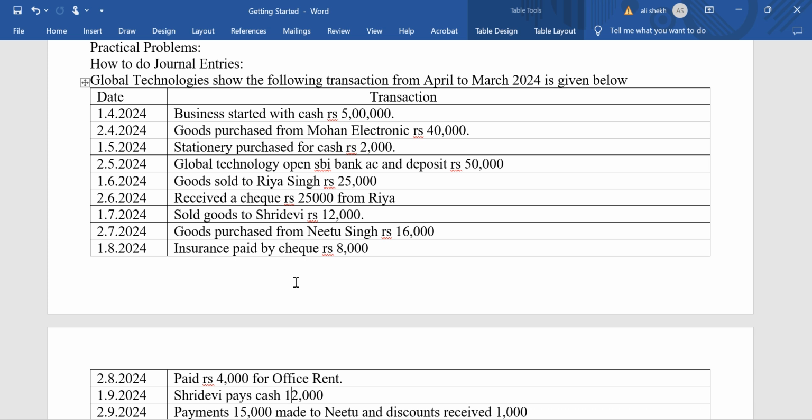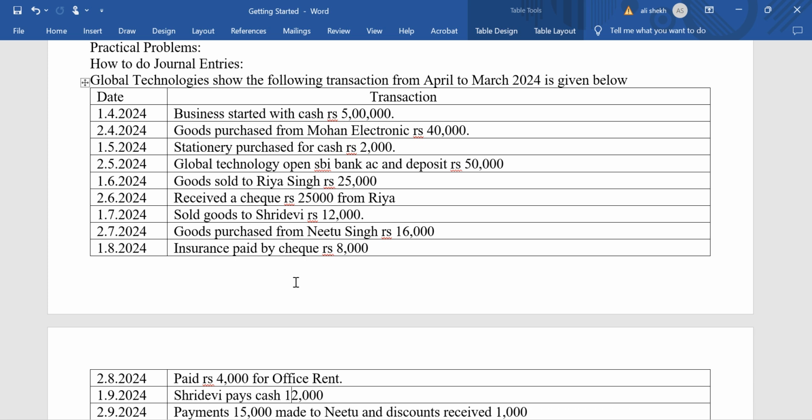Sold goods to Sri Devi rupees 12,000. So Sri Devi account, or accounts receivable account, debit to sale. Goods purchased from Neetu Singh. Purchase account debit to Neetu Singh account credit. 16,000 debit and 16,000 credit.